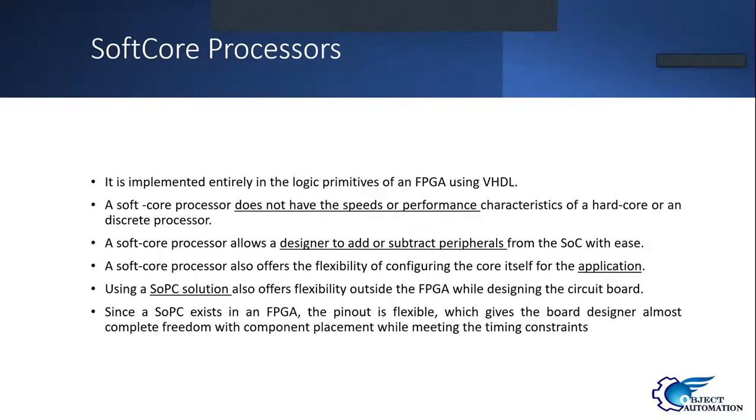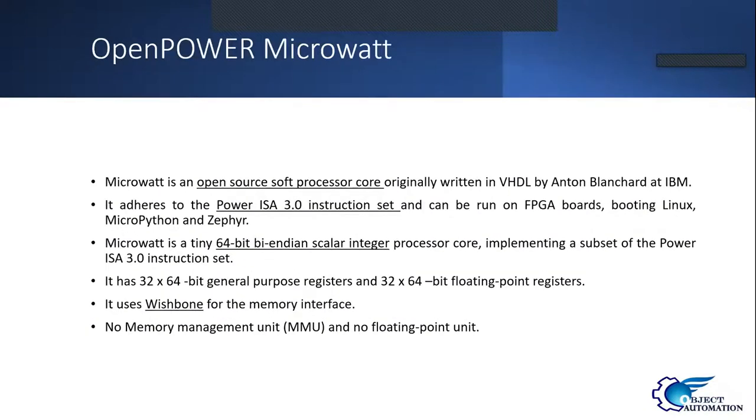Basically, if you want to visualize, the hardcore is the processor inside your laptop or a desktop or in a CPU or in a server. And softcores are very limited functionality processors which you can implement on FPGAs. So there is this Microwatt softcore processor available. Actually, when Power ISA was open sourced, there was one softcore processor using those Power ISA instructions.